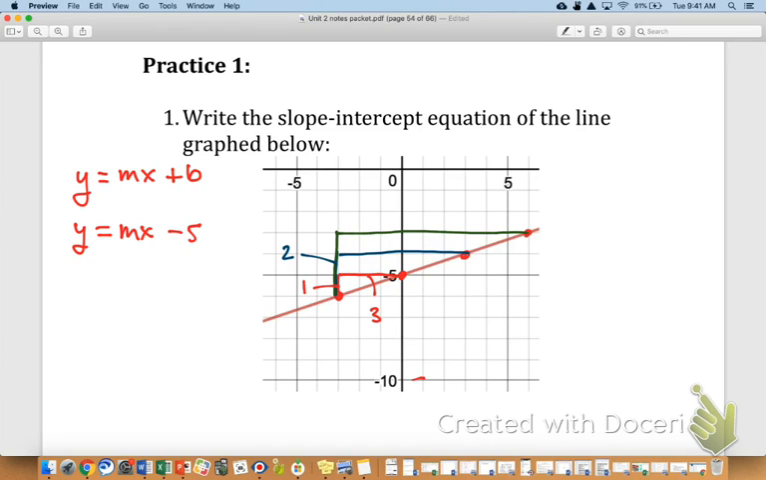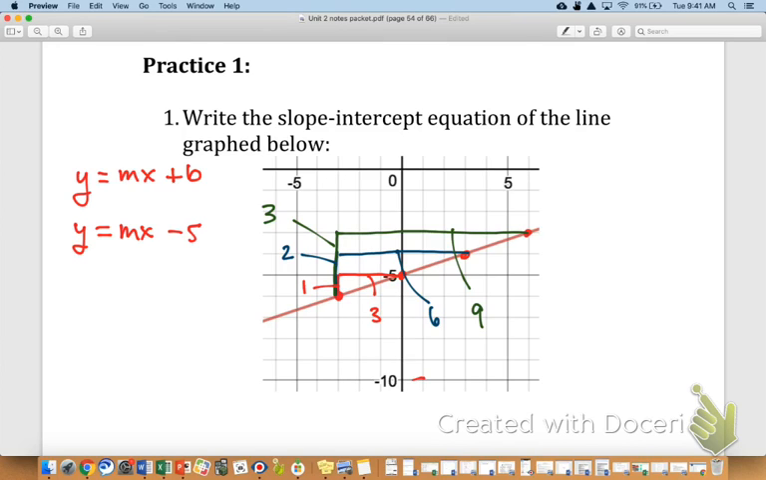You guys see the rise is 2? What's the run? How about the green one? Nice. And what's the run? So look at all those ratios. 1 divided by 3. What's 2 divided by 6? Isn't that 1/3? How about 3 divided by 9? 1/3. So it really doesn't matter which 2 points you pick. The ratio should still be the same.